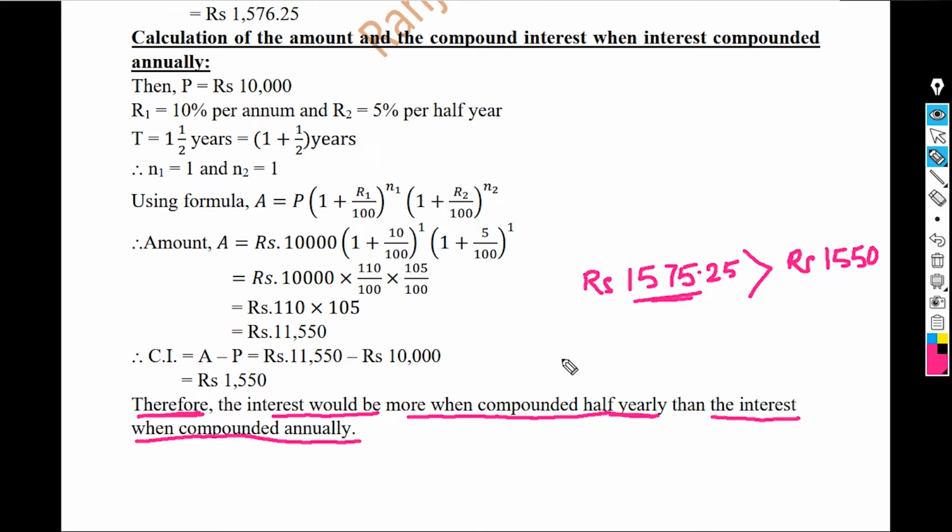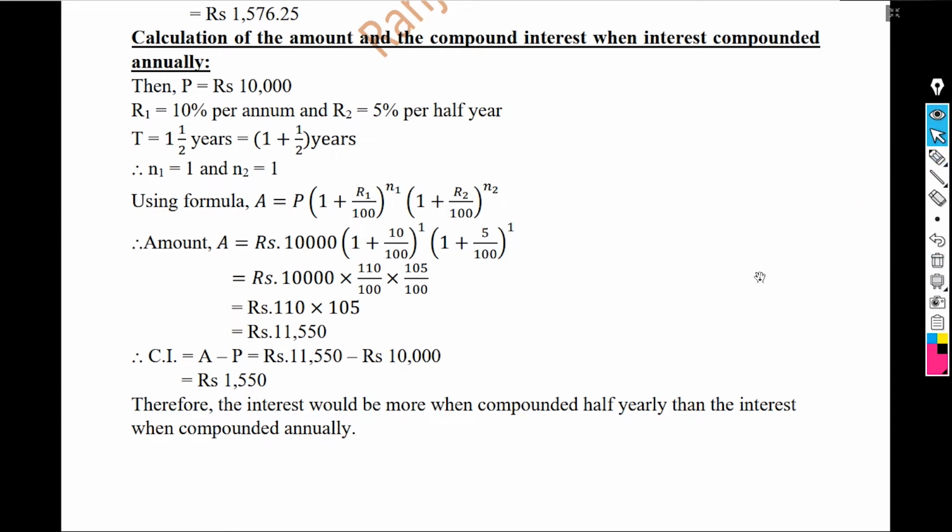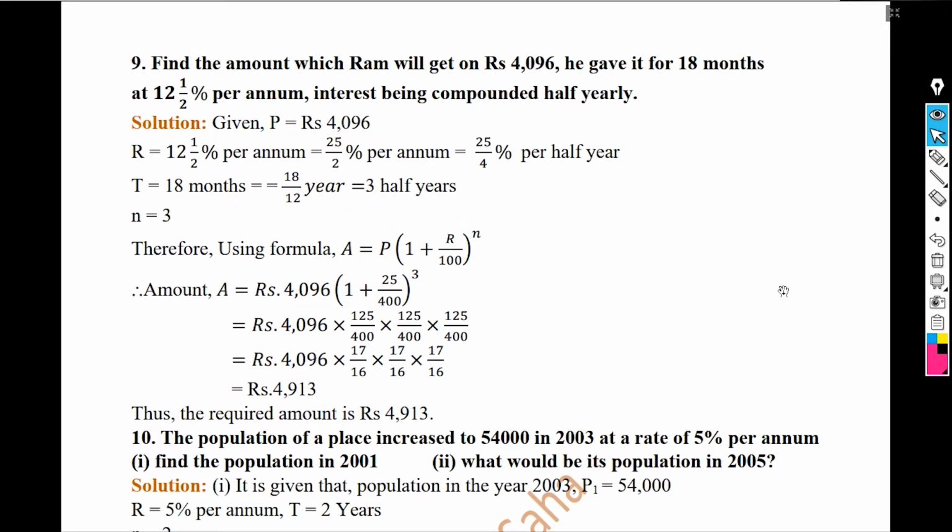This is the case. Then students, it is very easy, but it is a very important type of question. Practice twice or thrice so that you can solve easily. Now students, we can move to the next question. It is also a very good question.